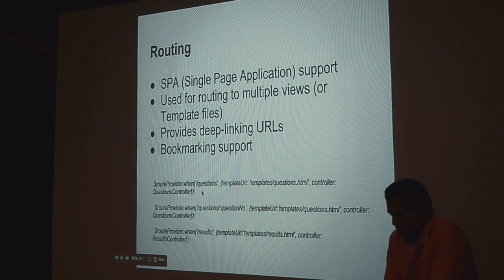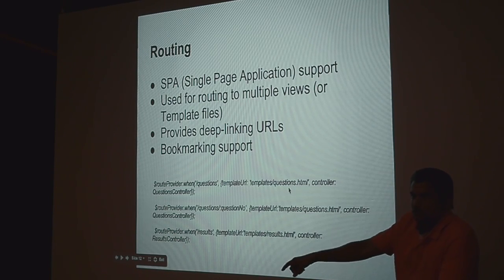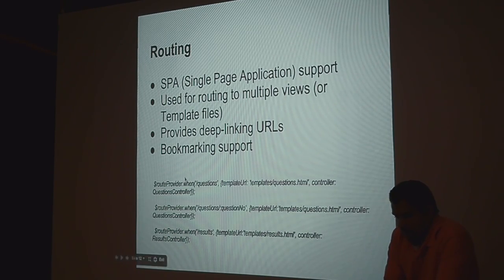One of the examples I mentioned here is, when in a page, if you go to that /questions, it's going to go to this template, and then it can take this controller. In another case, if you are passing in some kind of indexes, those can be extracted, and you can extract data based on the question number or whatnot. So those are the routing features AngularJS provides, and it also does these deep linking URLs, meaning it maintains the state.